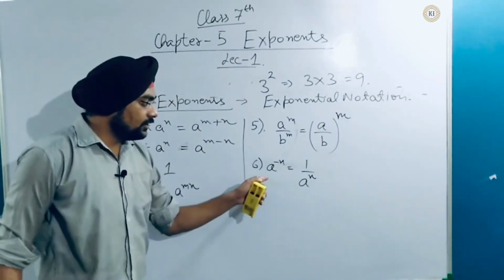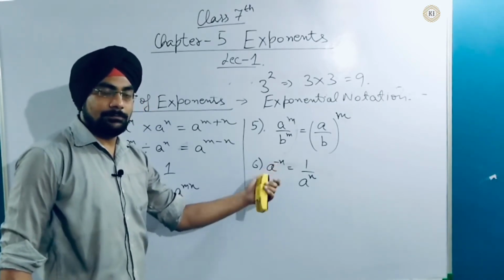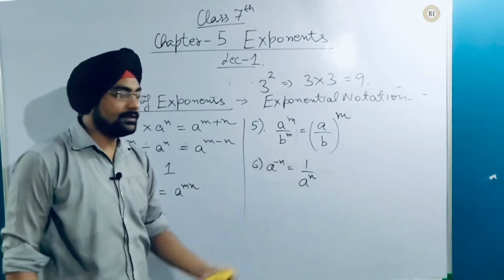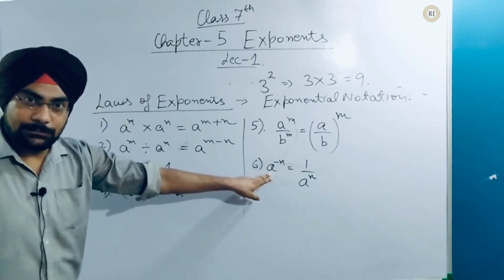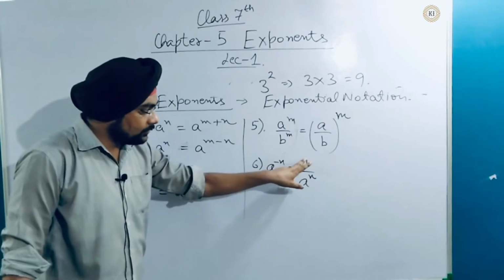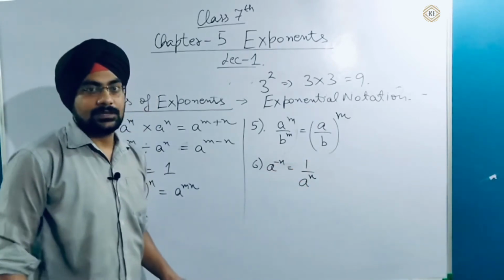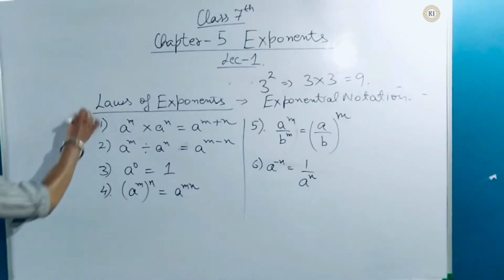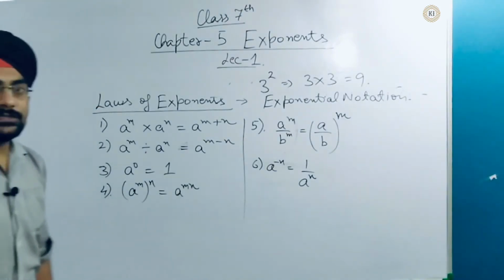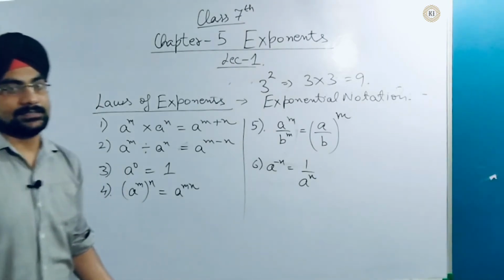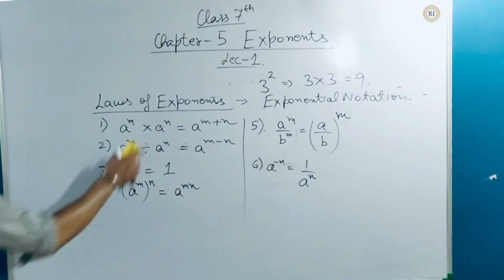And sixth law, a to the power minus n. If any base is having negative power, we can change it into positive by simply taking the reciprocal of the base. So this a will come down, that is 1 upon a to the power minus n will be changed to plus n. So these are the important laws, or you can say important rules, on the basis of which we are going to start our exercises. So now see the first question from exponents.